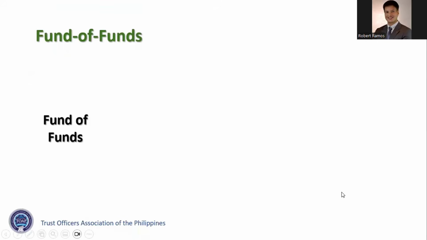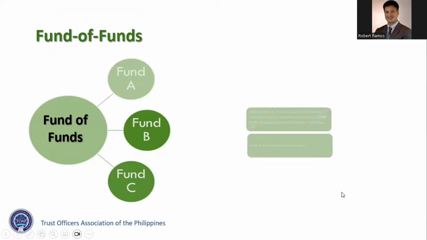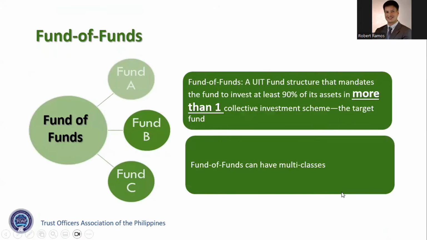What is the fund of funds? Like the feeder fund, you can invest in other collective investment schemes. But unlike the feeder fund, you have more than one collective investment scheme or more than one target fund. You also likewise have to invest at least 90% of these assets into more than one. And the fund of funds can also have multiple classes.